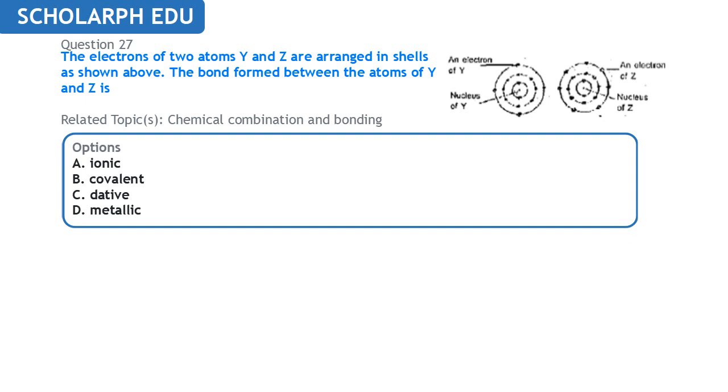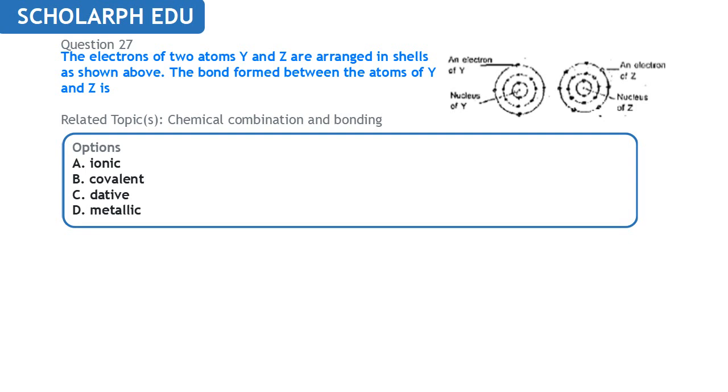Okay, the electrons of two elements Y and Z are arranged in shells as shown above. The bond formed between the atoms of Y and Z is, so if you look at this atom Y here, it has 4 electrons in its outermost shell. The atom Z here has 7 electrons in its outermost shell.